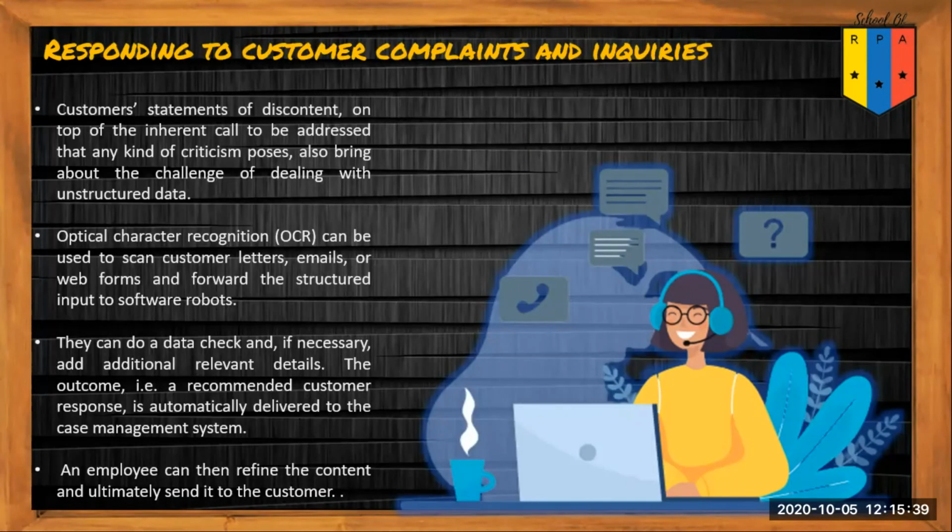The fifth use case is responding to customers' complaints and inquiries. Customer statements of discontent, on top of the inherent call to be addressed that any kind of criticism poses, also bring about the challenge of dealing with unstructured data. Optical character recognition can be used to scan customers' letters, emails, or web forms and forward the structured input to software robots. They can do a data check and, if necessary, add additional relevant details. The outcome, a recommended customer response, is automatically delivered to the case management system. An employee can then refine the content and ultimately send it to the customer.